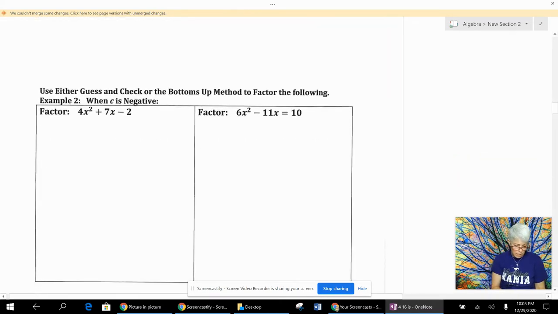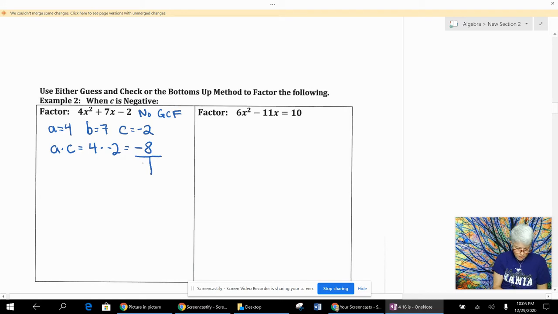Okay, I'm going to check. There's no GCF. Check, check. a is 4, b is 7, c is -2. a times c is 4 times -2, which is -8. I'm going to factor -8. I'll just do it right here.